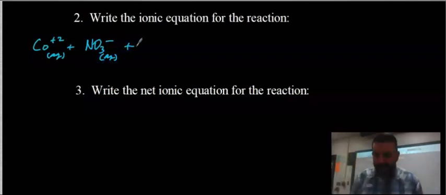Now, I'll worry about balancing at the end. There's a couple different ways of balancing this equation. I'll explain that later. Next, sodium hydroxide.